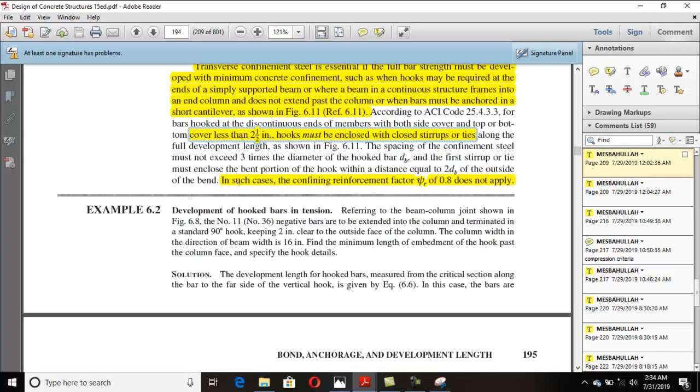Referring to the beam column joint shown in the figure, negative bars are to be extended into the column and terminated in a standard 90-degree hook, keeping 2 inch clear to the outside face of the column. That is the tail cover. And the column width in the direction of the beam width is 16 inches. Find the minimum length of embedment of the hook past the column face and specify.